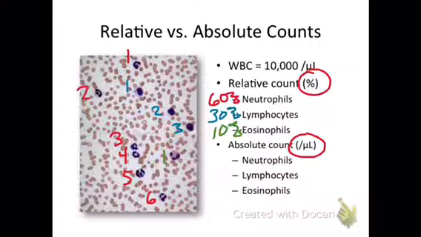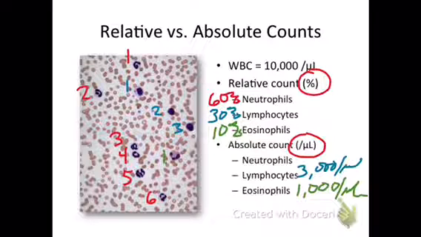Now to get the absolute count, you multiply the relative count times the total white blood cell count. So for the eosinophils, 10% of 10,000 would be 1,000 eosinophils per microliter. The absolute count of the lymphocytes would be 30% of 10,000, which is 3,000 lymphocytes per microliter. And the absolute count of the neutrophils would be 60% of 10,000, which would be 6,000 neutrophils per microliter.